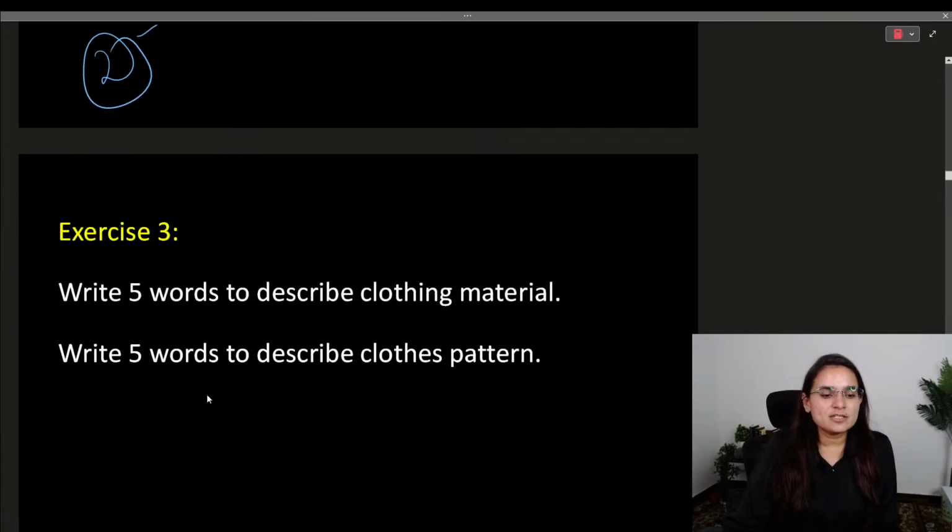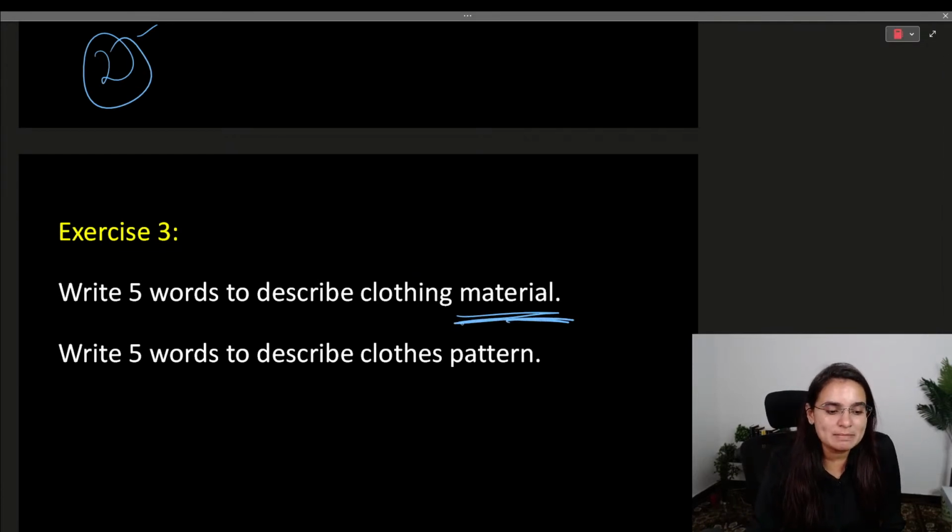Fine. Moving on. Next question. Write 5 words to describe clothing material. Can you think of 5 clothing materials?